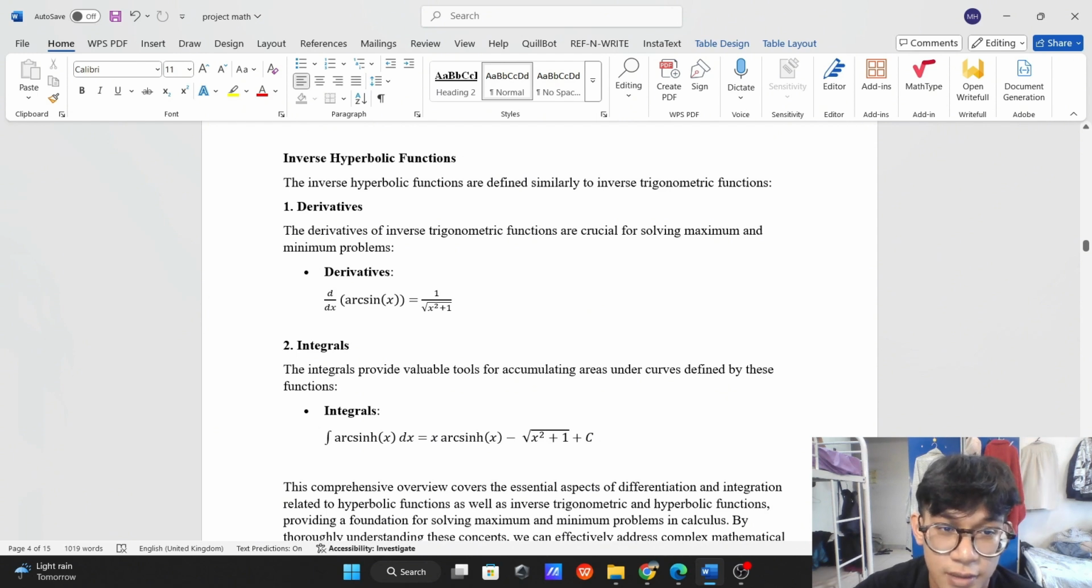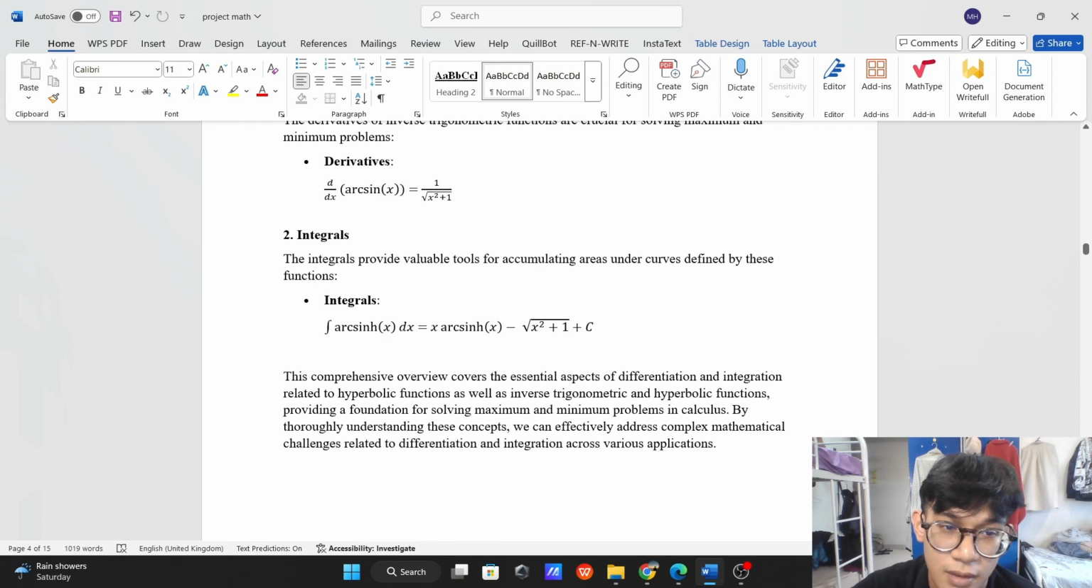Inverse hyperbolic functions. The inverse hyperbolic functions are defined similarly to inverse trigonometric functions. First, derivative. The derivatives of inverse functions are crucial for solving maximum and minimum problems. So, derivative d/dx of arcsinh x equals 1 over the square root of x squared plus 1.